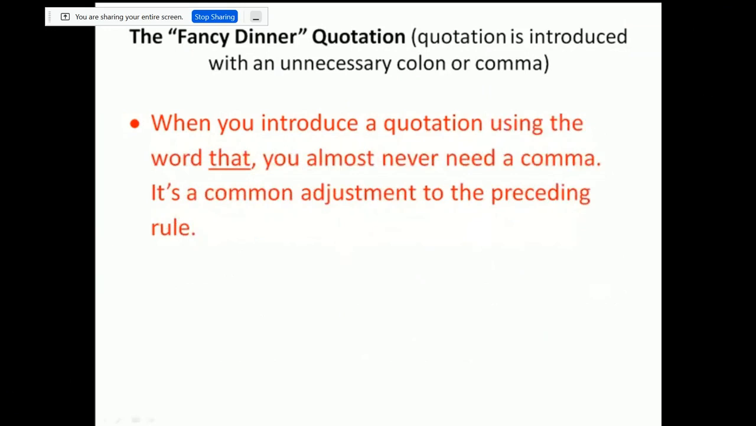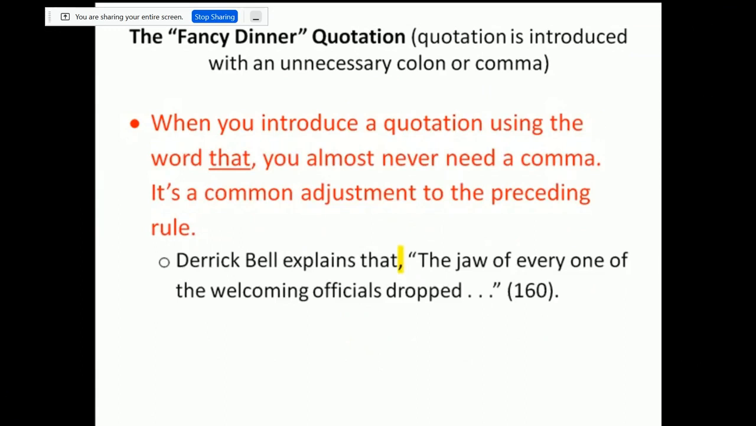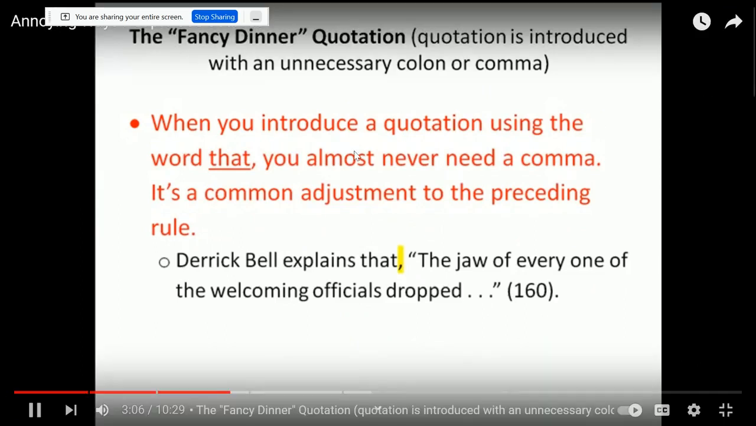Our second example that we saw a second ago is when you introduce a quote with the word that. You almost never need a comma. It's just a really common way that people write a lot of times. I know it's annoying. Here was our annoying one, extra fancy. See that little comma? It's like putting out a gilded silver.